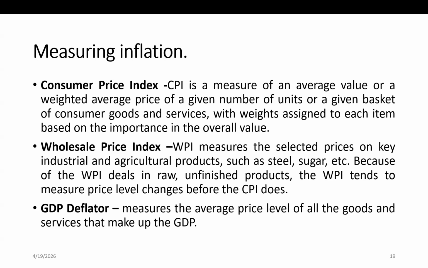The key industrial and agricultural products such as steel, sugar, etc. Because the wholesale price index covers raw unfinished products, it intends to measure price level changes before the CPI does. Right, so they are including those wholesale prices, and they are calculating the price fluctuations related to the wholesale prices.